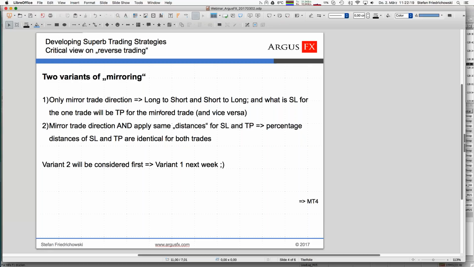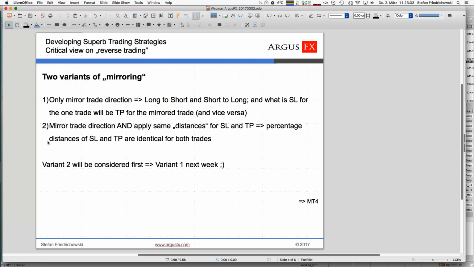Okay, so that's one possibility to look for those mirrored trades. The other one is that we even mirror stop loss and take profit. So what does it mean? We mirror, of course, the trade direction, yes. And if the stop loss for the original trade has been 1% below for that long trade, then for our short trade, we now apply the same stop loss distance. So we keep for that trade the risk-reward ratio, for example, at 3.